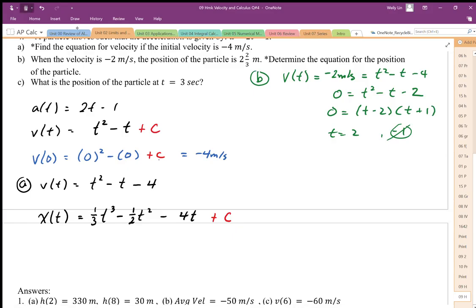So then to find out when the velocity is negative 2 meters per second, at t equals 2, my velocity v is equal to negative 2 meters per second. This is what I'm looking for. I'm going to use this t here and plug it into my x function.